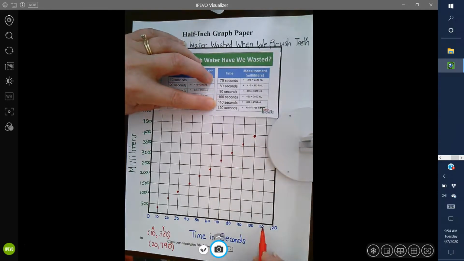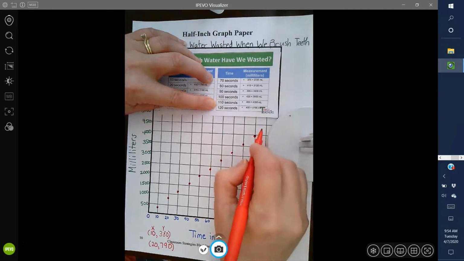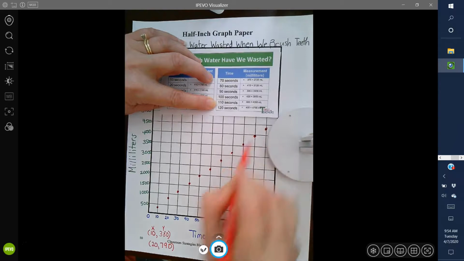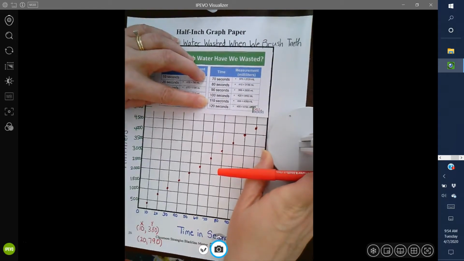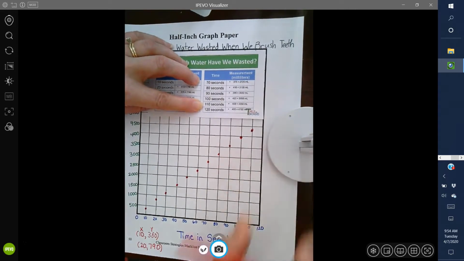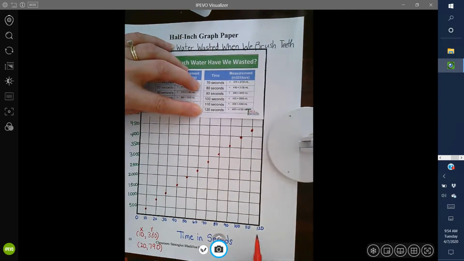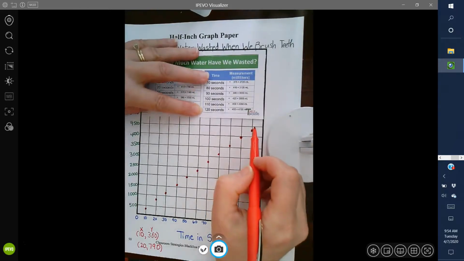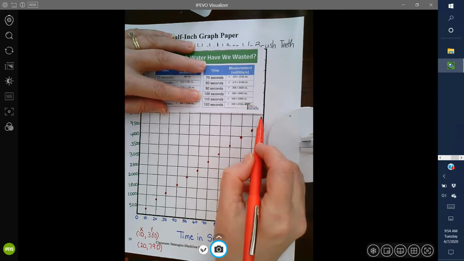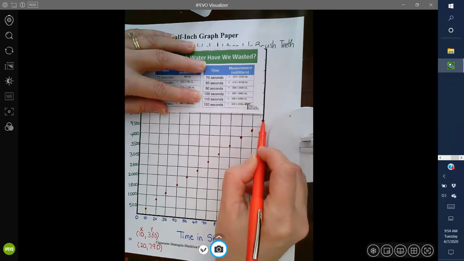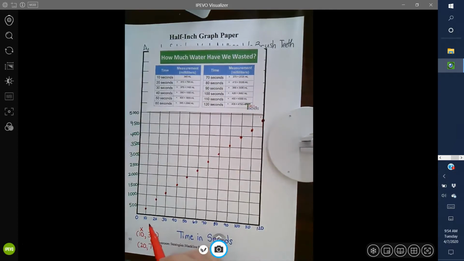And then 110 seconds will be 4,350. So we'll say about here. And I'm going to run into a little space. I'm just going to move over just a tiny bit. And this time 120 is at 4,755. So it's going to be right in about the middle right there. Okay, so we can kind of see that trend line.